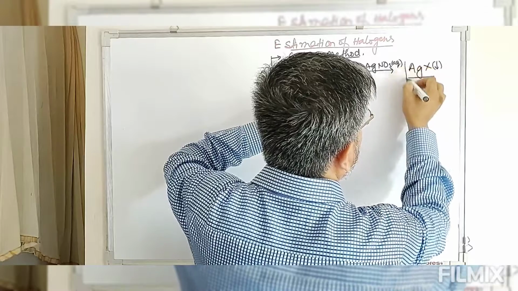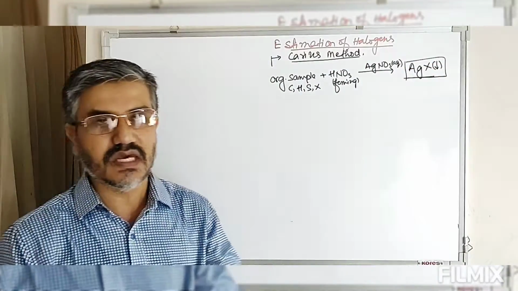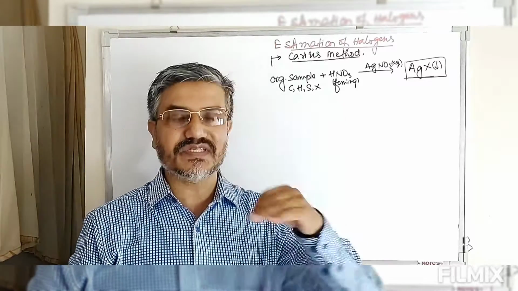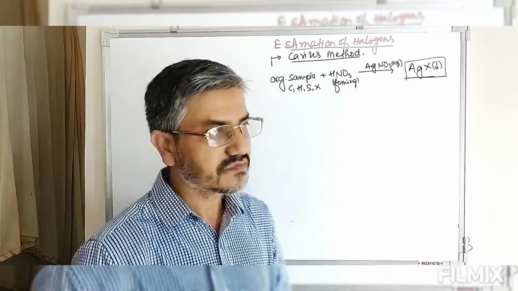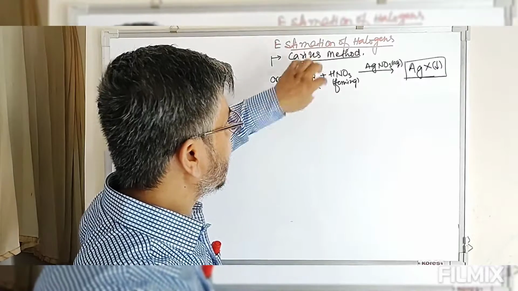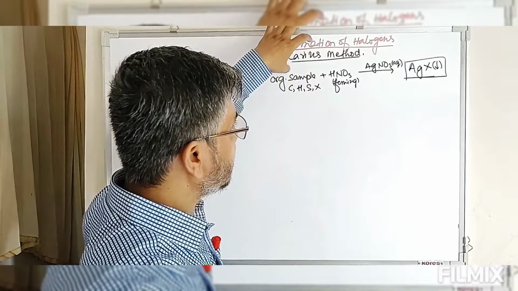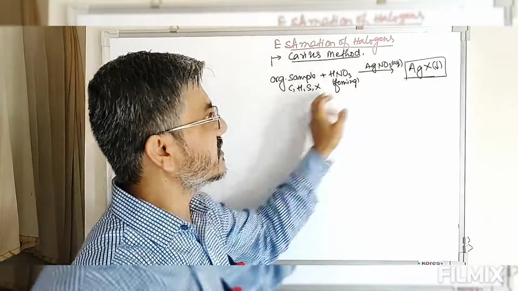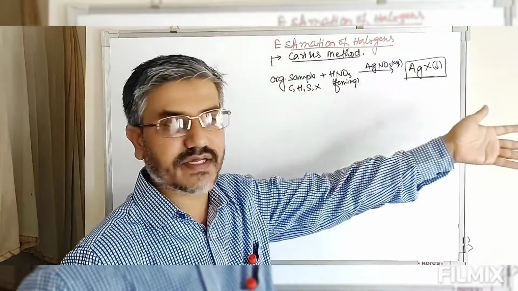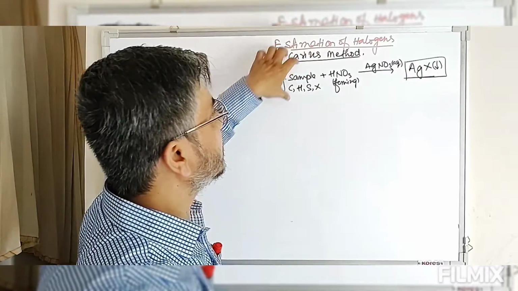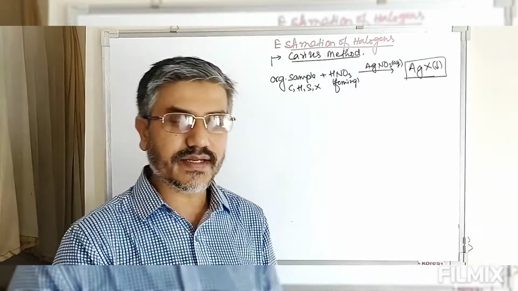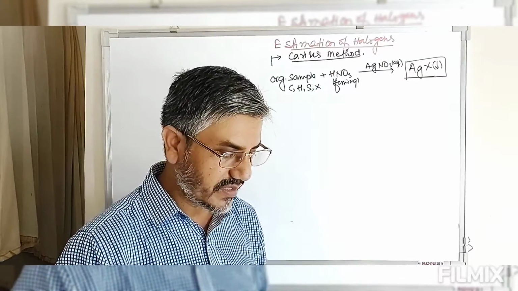Now we take the mass of this insoluble silver halide, and from the mass of this insoluble silver halide we identify the percentage of halogen. Now look at this, the reagent used in this Carius method is silver nitrate, because by use of this silver nitrate, halogen is converted into an insoluble precipitate of silver halide, and to convert this we take the help of nitric acid, that is fuming nitric acid. So the organic compound is heated with fuming nitric acid.